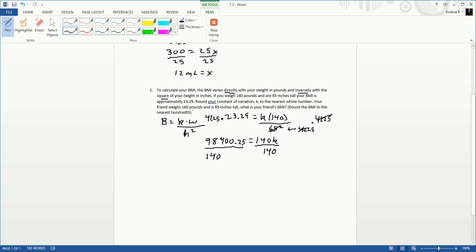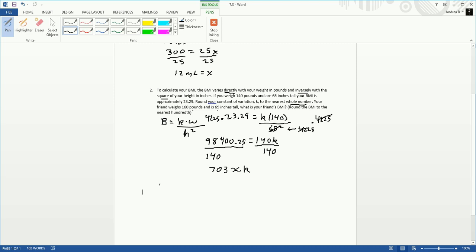And here in this case, if you look back up again at the problem, I said round your constant variation K to the nearest whole number. So once you divide it here, we want to round to the nearest whole number, which should be 703. That's what we would round k to. And then the next part, your friend weighs 160 pounds and is 69 inches tall. What is your friend's BMI?